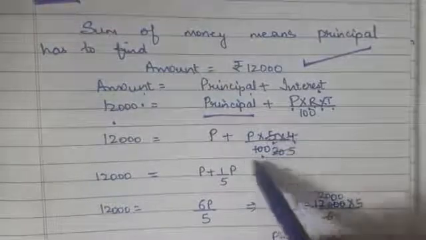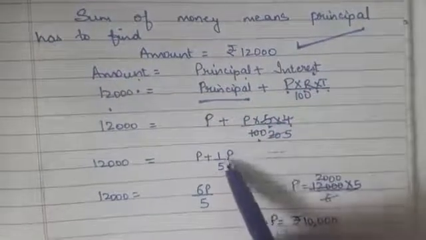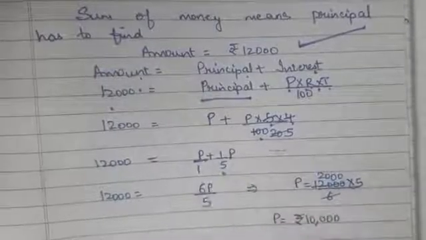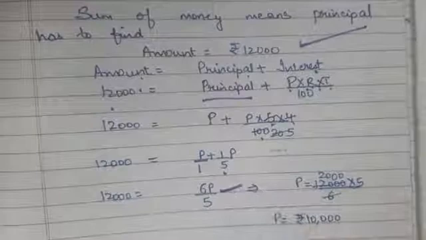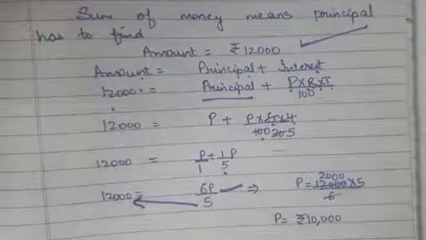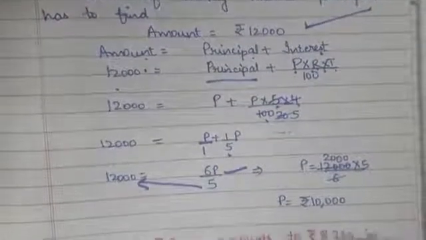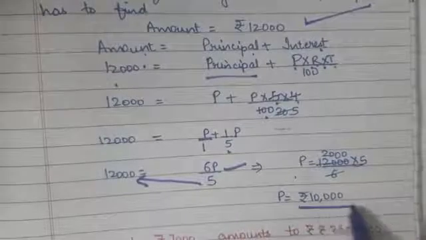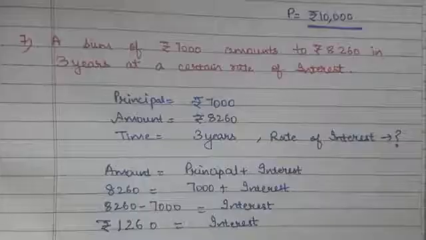So on doing the cancellation part here, we get P upon 5. And on taking LCM here, we get 6P upon 5. Now 5 will shift to that side. It will get multiplied. So we get principal equal to 10,000 rupees.